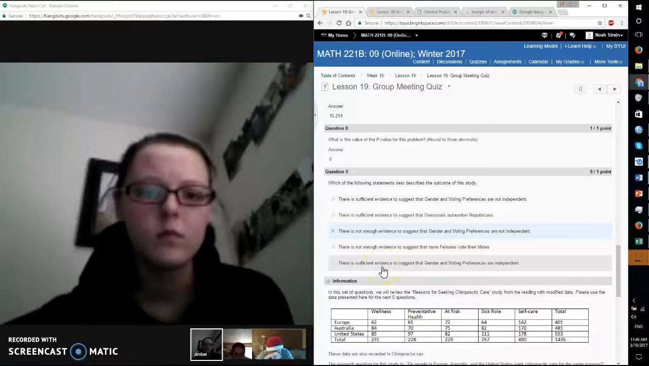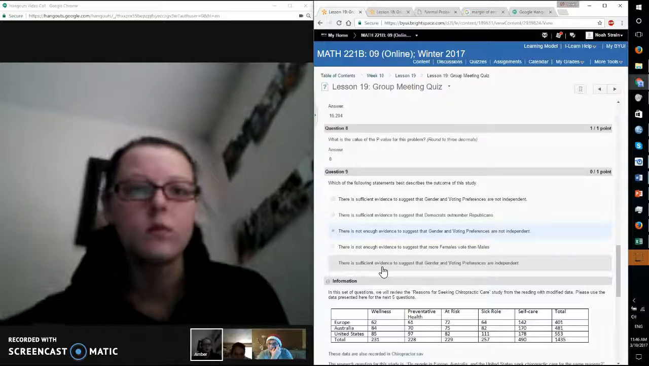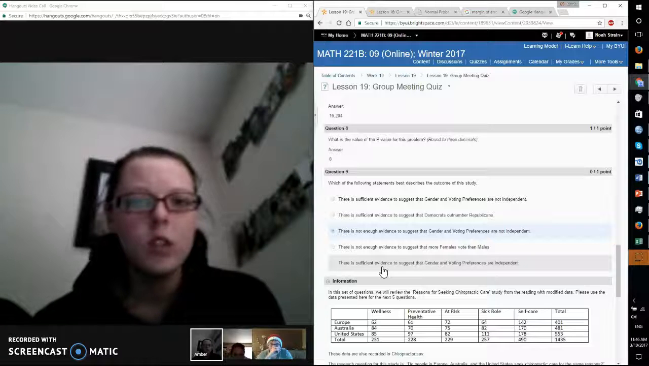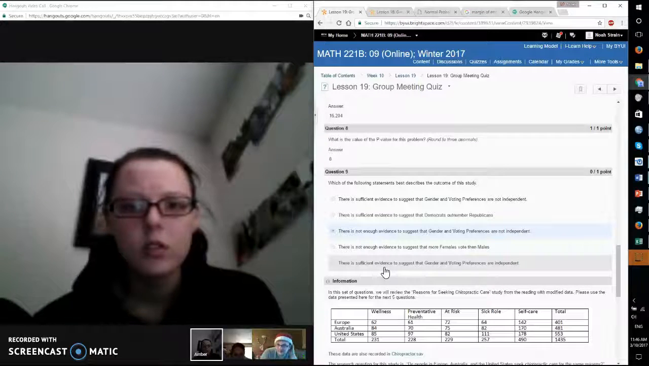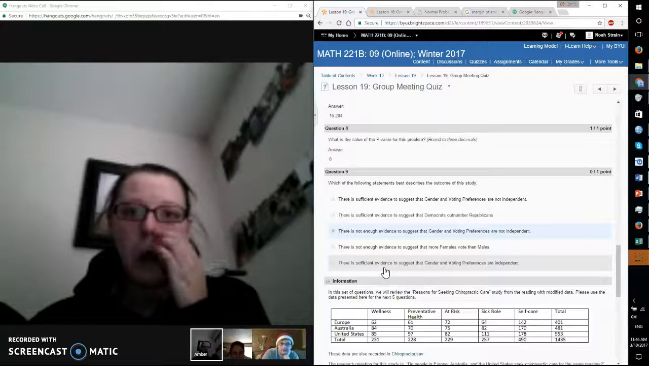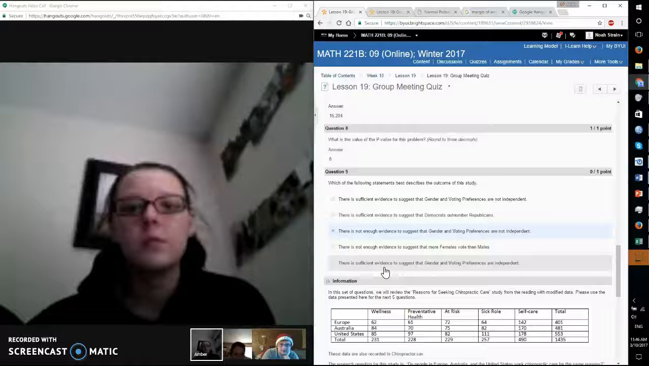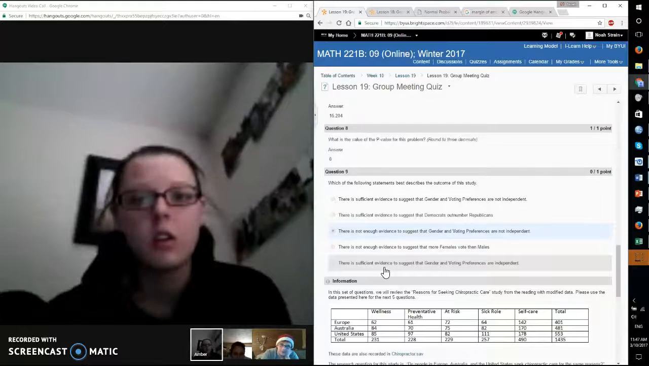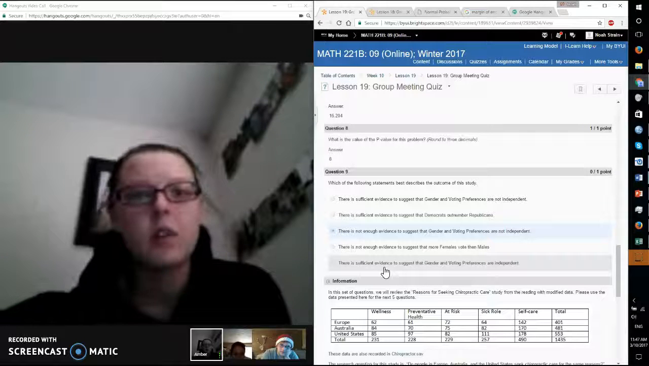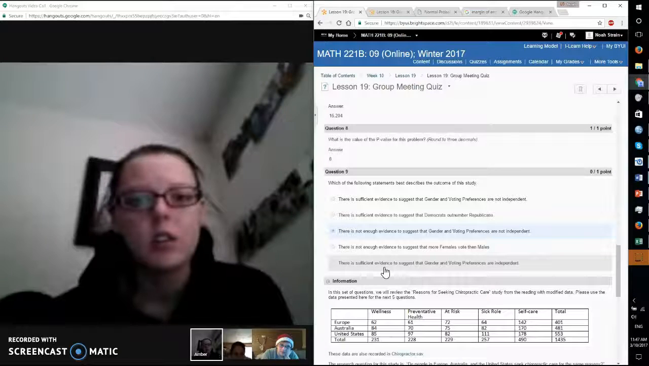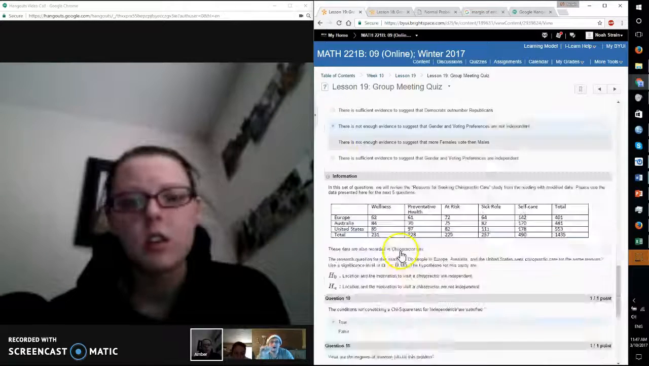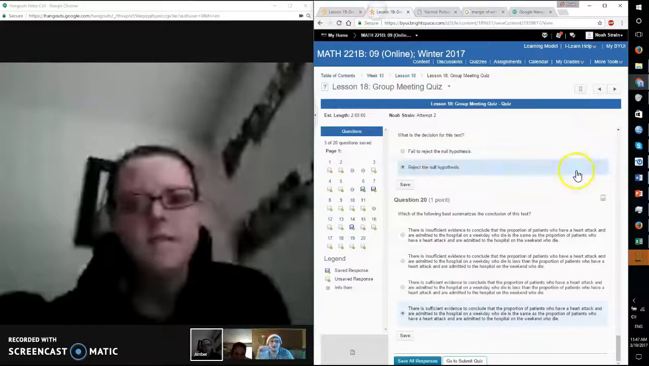Oh, for question 9, I had E. For 9, yeah. E. There is sufficient evidence to suggest that gender and voting preferences are independent. But that doesn't make any sense. I've already turned it in. Yeah. But that doesn't make any sense if our p-value is 0, right? Yes, if our p-value is 0, we're going to reject it. Right. So it should be C. But it's keyed in as E. Huh. Okay. Oh well, we'll talk to him about that, I guess.